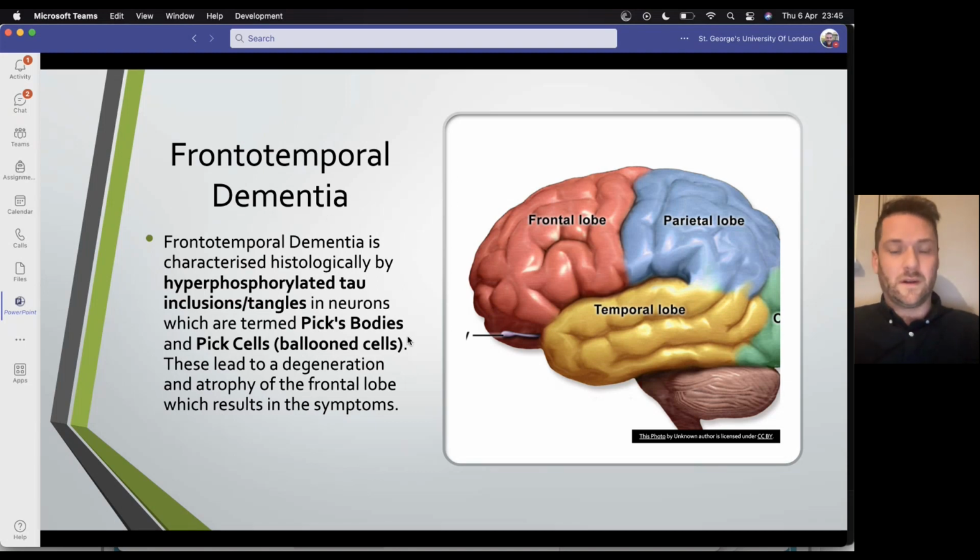Just look for that word, Pick's bodies. This is actually sometimes called Pick's disease, Pick's dementia as well. So yeah, we had our Alzheimer's, which was our beta amyloid plaques and our tau tangles. We had vascular dementia, which was just the same as an ischemic stroke. You're just getting damage by ischemia. And then frontotemporal dementia is your Pick bodies, which are causing the damage to the frontal and temporal lobes.